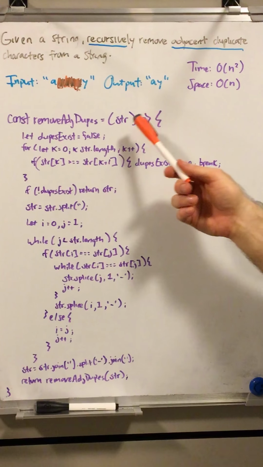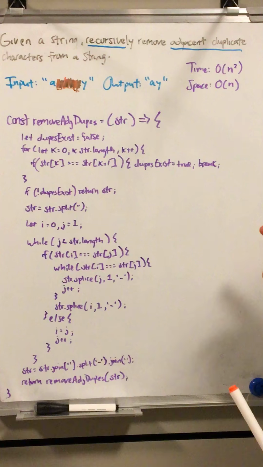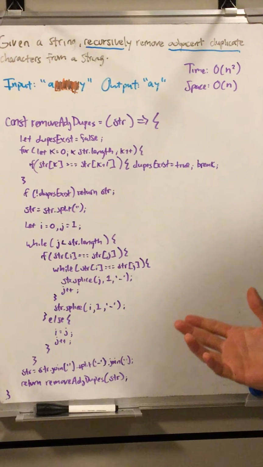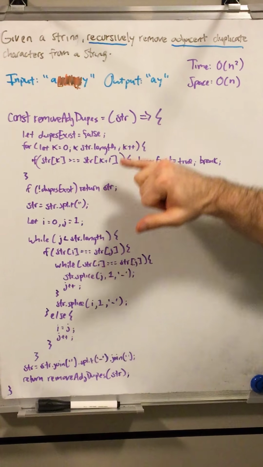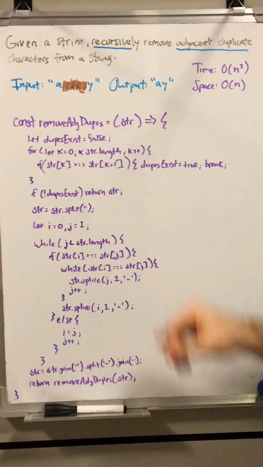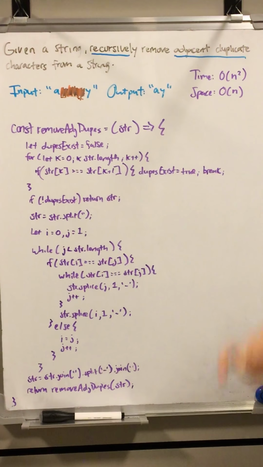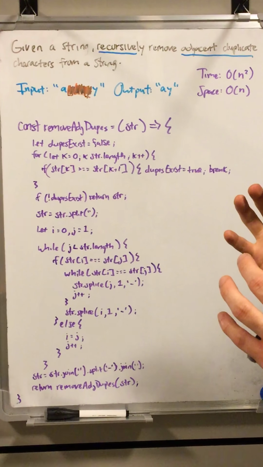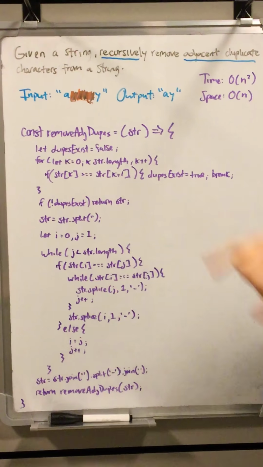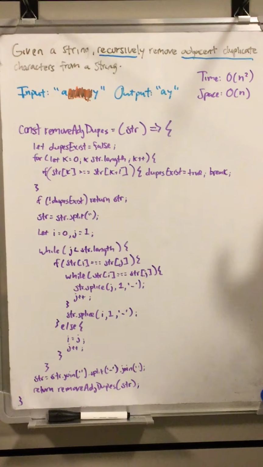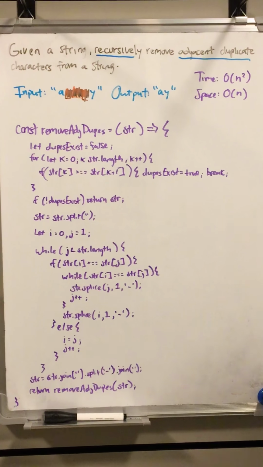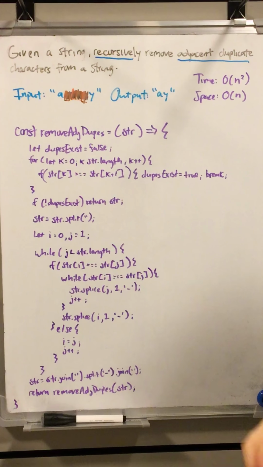So we're going to take in a string. When we take in that string, we want to have a base case to exit this recursive function. So we're going to create a Boolean value called dupes exist, or duplicates exist. Then we're going to loop through the given string and ask if the adjacent elements look like each other. Then we're going to change dupes exist from false to true and then break, because if we have located a duplicate, there's no need to loop through the entire thing. We've already established that a duplicate exists.